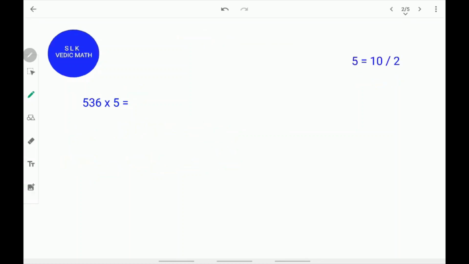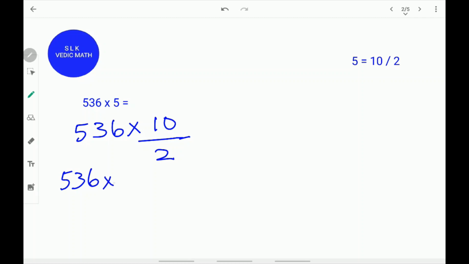Let's try another example. 536 times 5. So it's basically 536 times 10 by 2. First multiply 536 times 10. 536 times 10 is 5360. And next divide 5360 by 2.